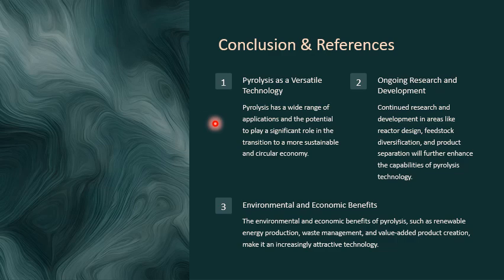pyrolysis can be used as a versatile technology in the sense that it has a wide range of applications and the potential to play a significant role in the transition to a more sustainable circular economy. And there is ongoing research and development to help improve the process of pyrolysis. So continued research and development in areas like reactor design, the feedstock diversification we spoke about earlier, and product separation will further enhance the capabilities of pyrolysis technology.